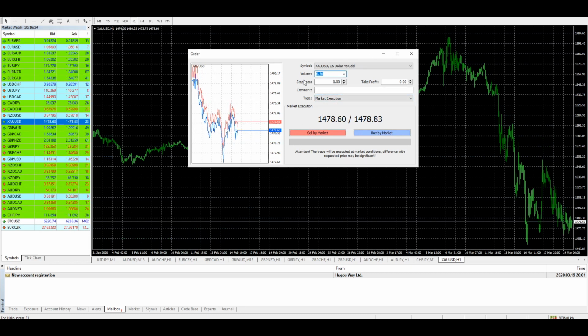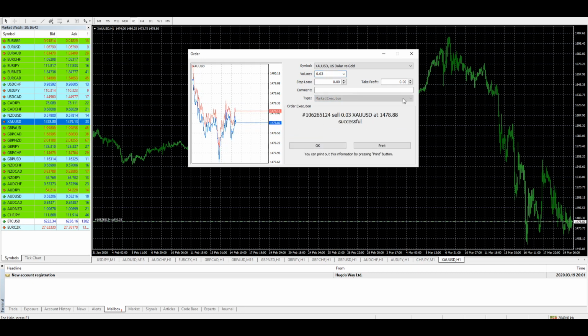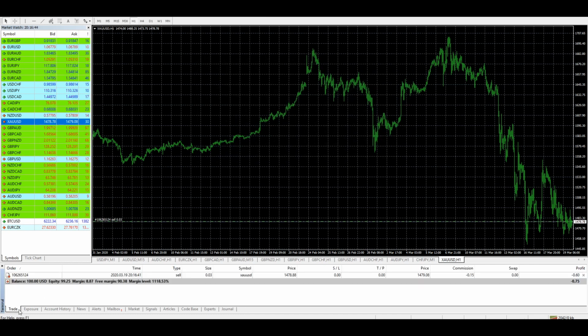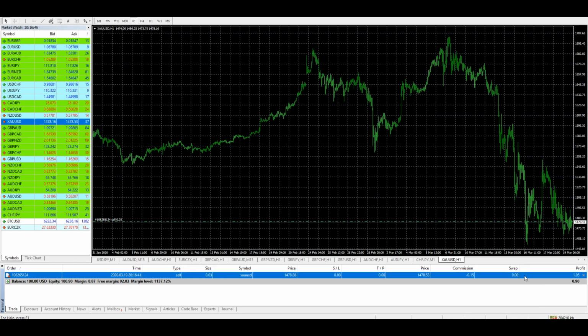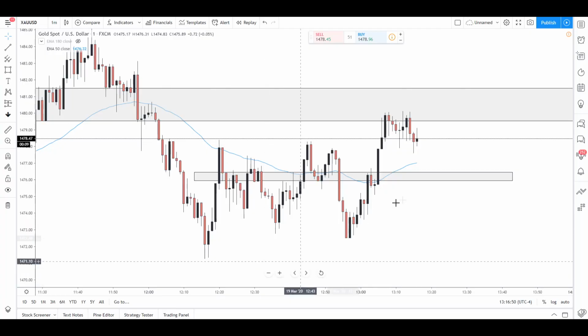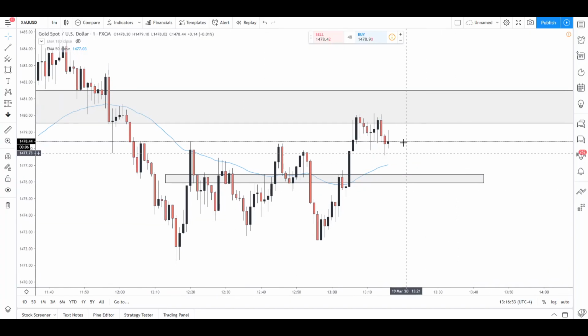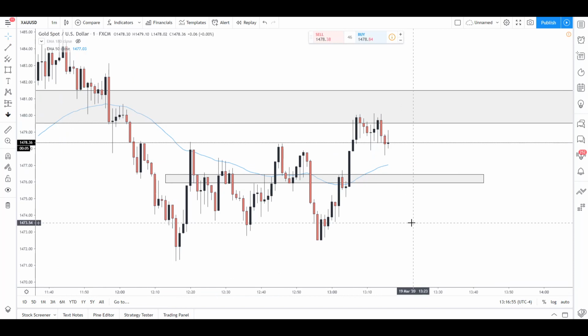Then let's say 0.03, because you don't want to shut down your account. And then you put your sell, boom, like this, and then you go and trade, and then you just wait. So as you can see, already in profit. And so what I'm gonna do is, if it goes above here, I'm gonna close, and otherwise I'm just gonna let it shoot down.